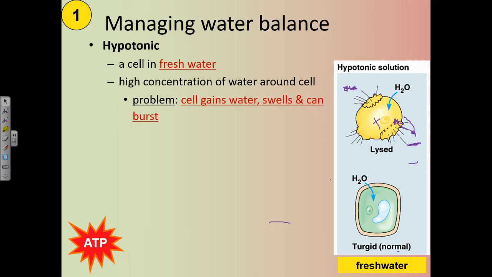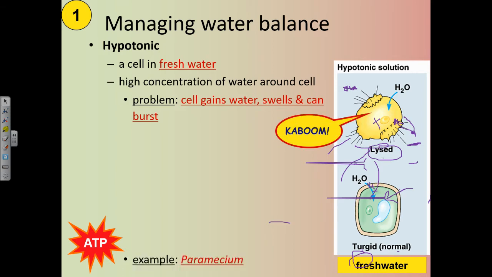I can't seem to do my arrow there. Same thing with the plant cell. That one seems to be working okay. Getting some glitches here. Water will move into the cell. With an animal cell, because we don't have a cell wall, it has the potential to burst open, and that's this term lysed right here.